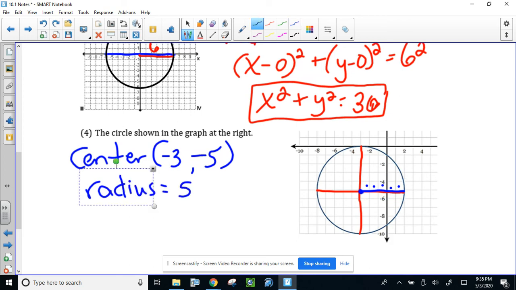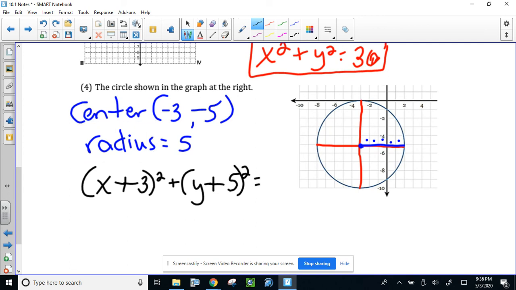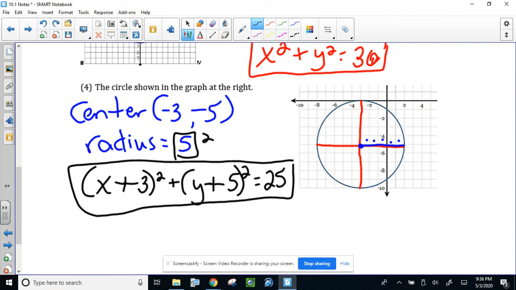And so now I just need to plug that information into my equation. I would say x minus -3, but that's going to turn into a +3. And I would say y minus -5, but that's going to turn into a +5. And I'm going to equal my radius squared, which would just be 25. And that's really all it is.